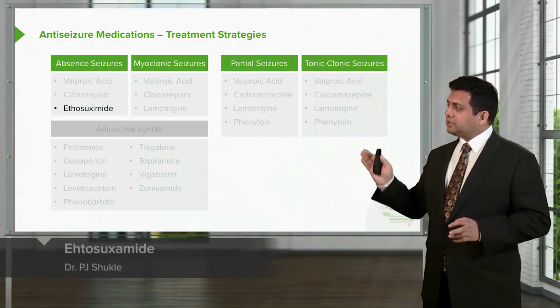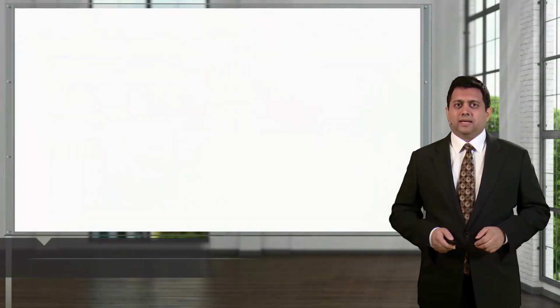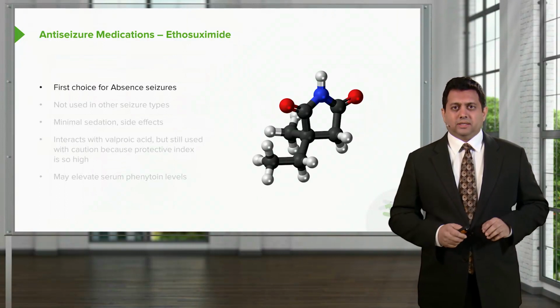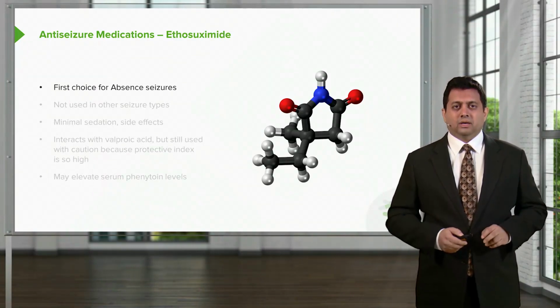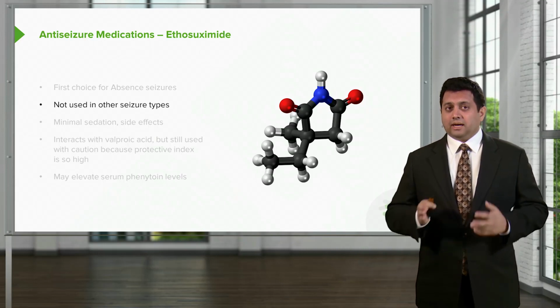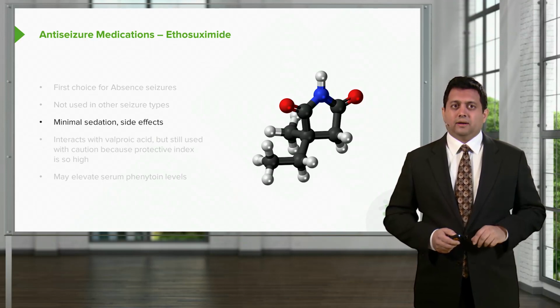Let's take a look at this drug called ethosuximide. I mentioned it earlier as being active against calcium channels. It is the first choice for absence seizures. It's a very effective drug for this particular problem. It is not used in other seizure types. It causes minimal sedation and minimal side effects.